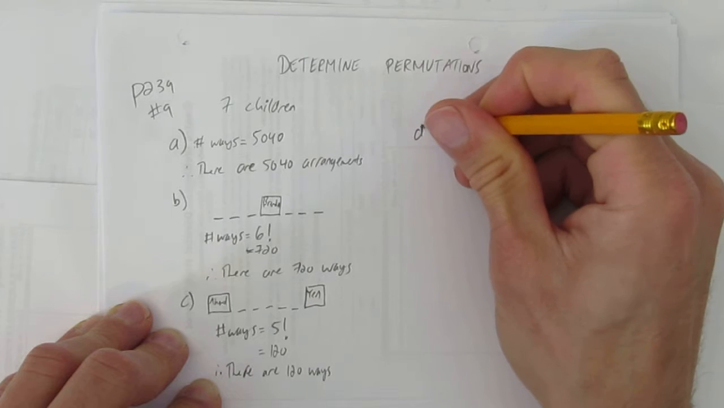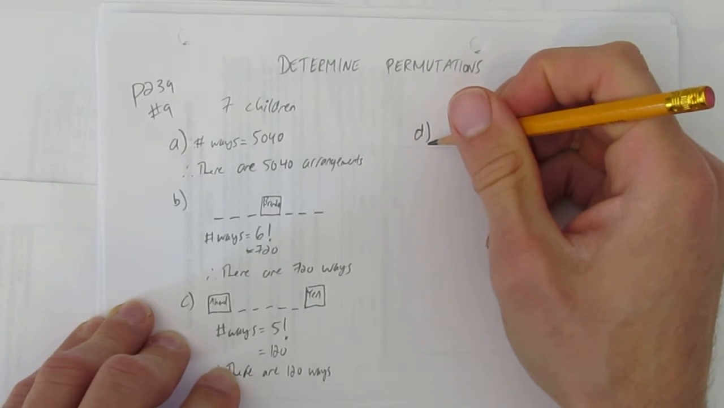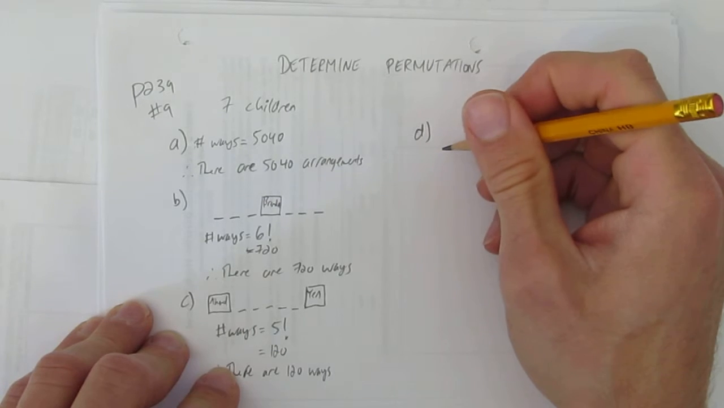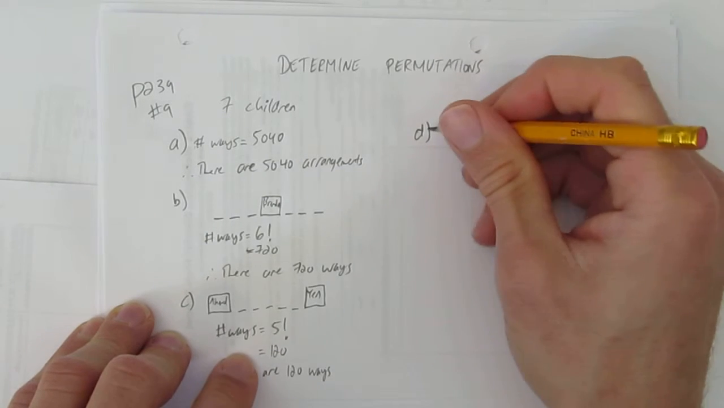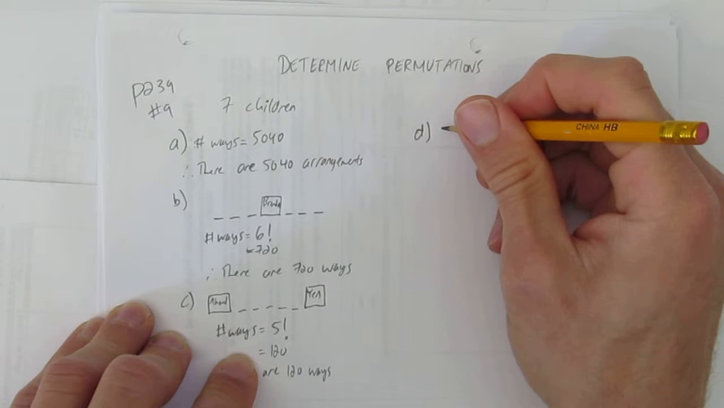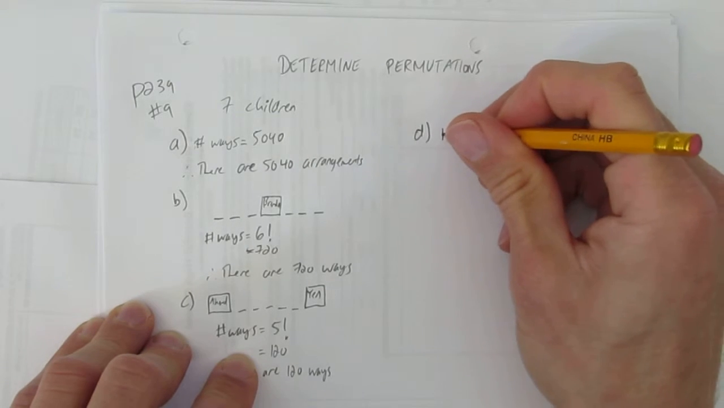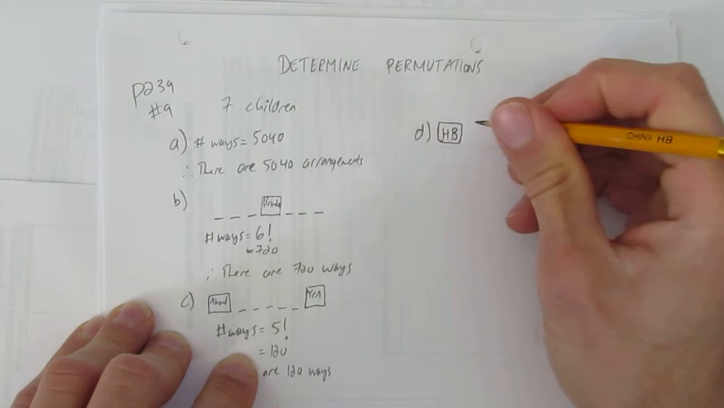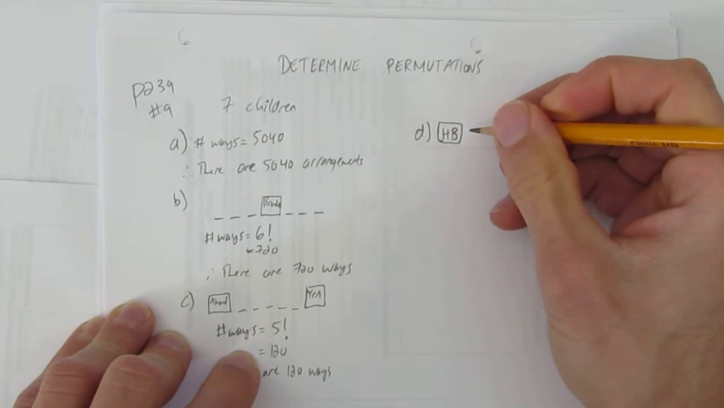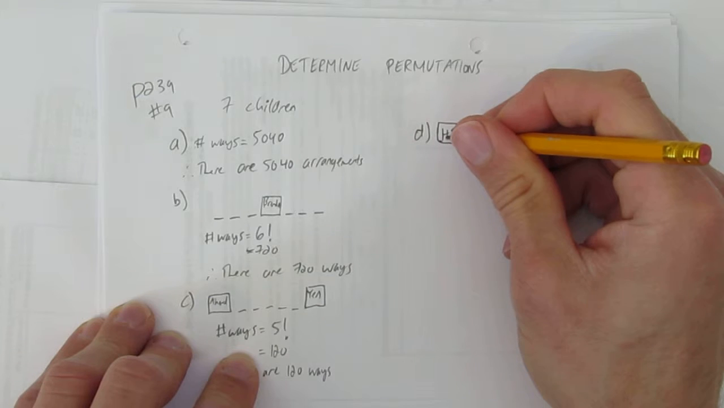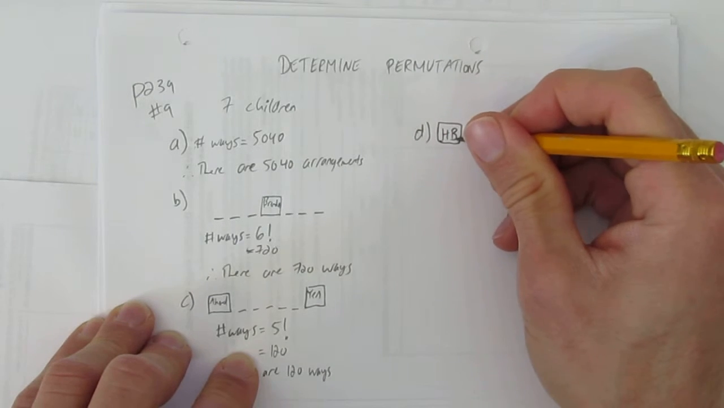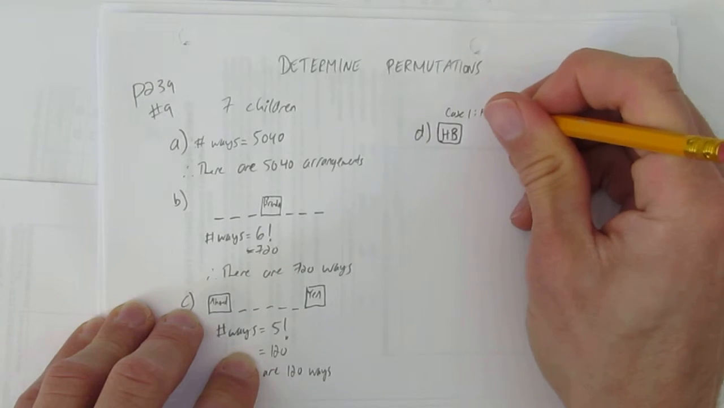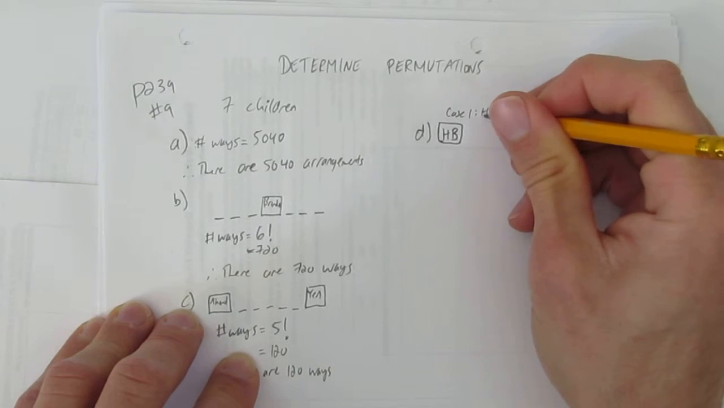And finally on to question D. Still the same question with the children, but this one's a little more involved. It says, how many arrangements are possible if Han and Brian must be together? So I'm going to denote Han and Brian HB. Here's an example of HB together when Han is on the left and Brian's on the right. So let's call this case 1. It's going to be Han then Brian, left to right.